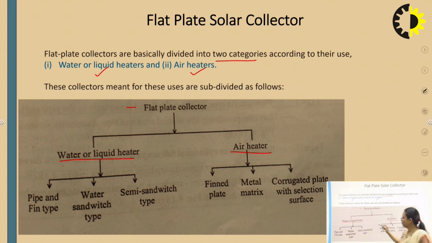In the case of the water or liquid heater, the first one is the pipe and fin type, another one is the water sandwich type, and the last one is the semi sandwich type, right? And in the case of the air heater, it is the finned plate, either metal matrix or corrugated plate with selective surface. I will discuss all these flat plate collectors one by one, okay?